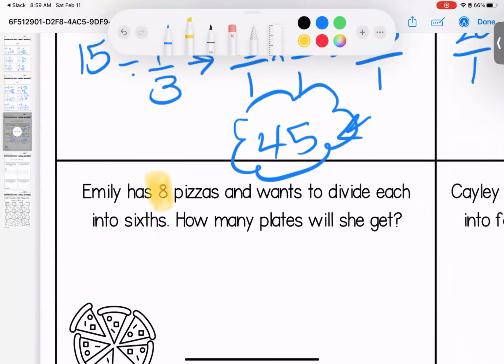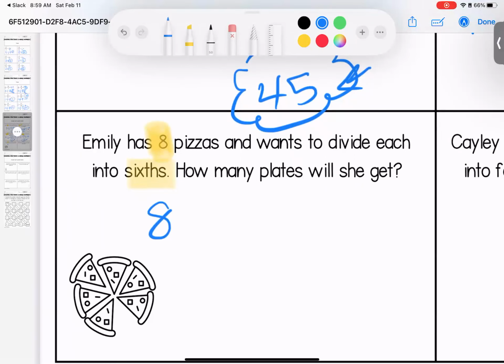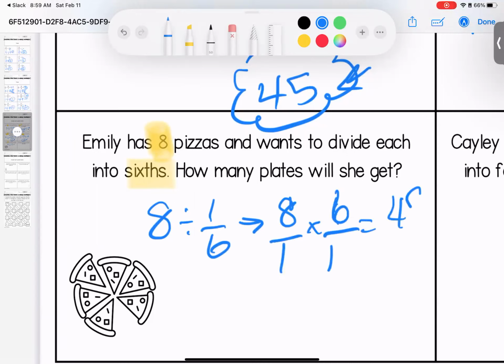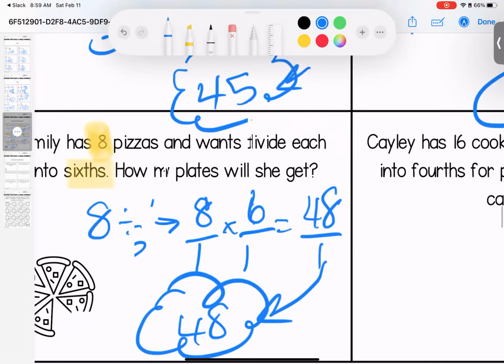Emily has 8 pizzas and she wants to divide them into 6. Let's see what she ends up with. So 8 pizzas divided into 6. We need to keep, change, flip. 6 times 8 is 48. She ends up with 48 total.